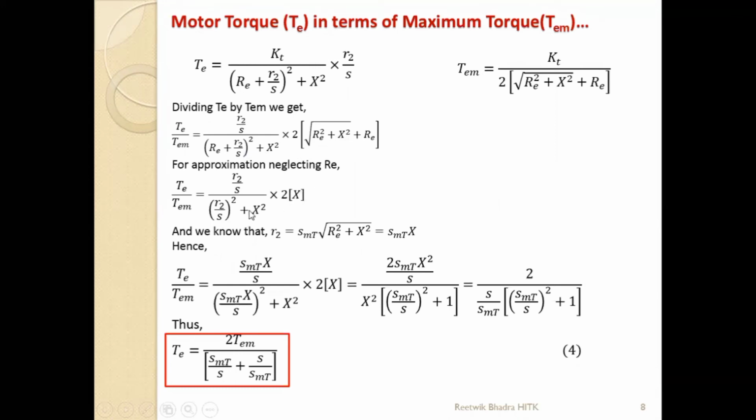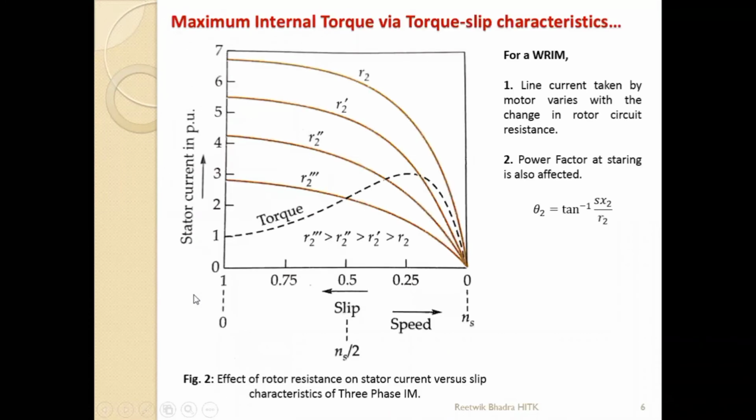So X over there. Now, we had also known from equation 1, what was SMT? SMT was R2 by the square root of RE square plus X square. So R2 can be written as SMT into the square root of this term. RE square plus X square was termed as capital X. So R2 is equal to SMT into capital X. I have used some terms over here.